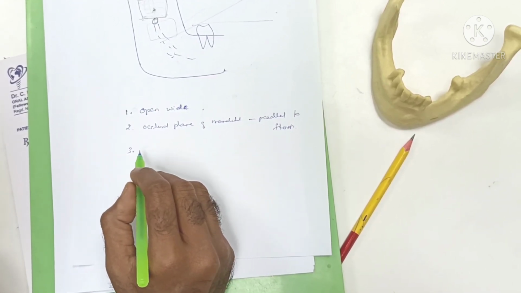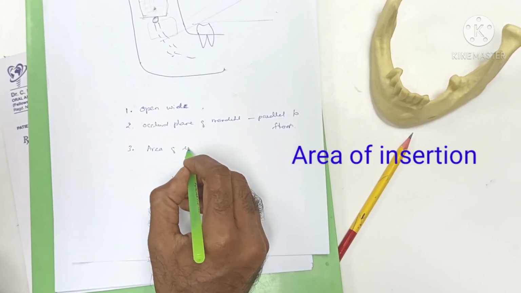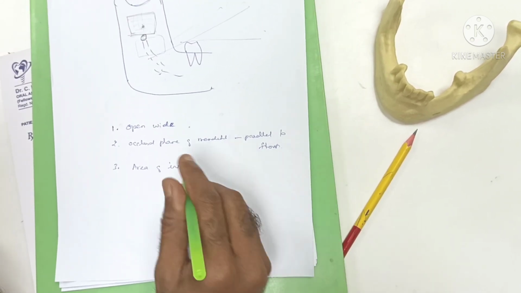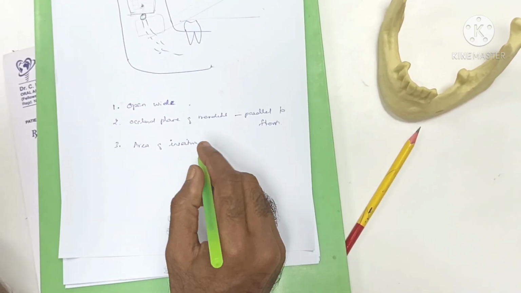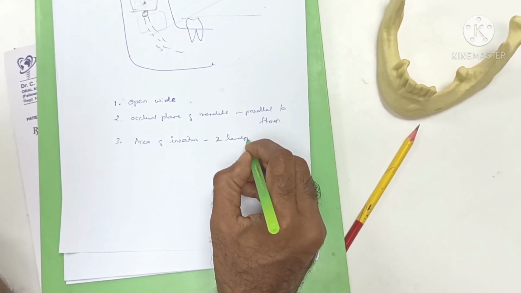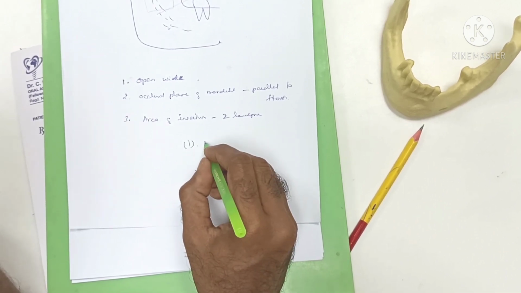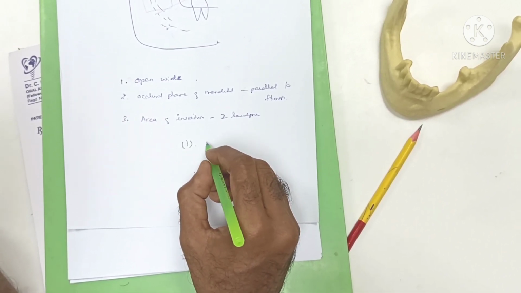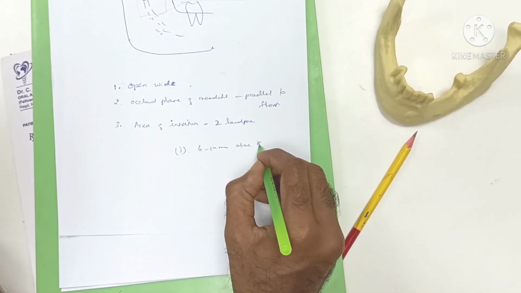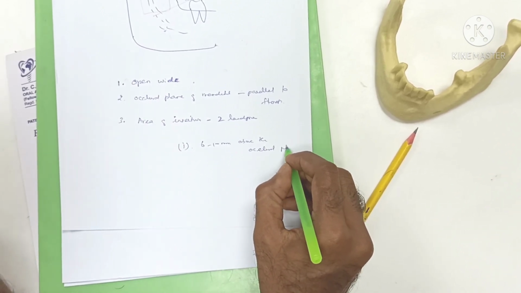So the third point is the area of insertion, where you are going to insert the needle. There are two landmarks or two points. The first one is the occlusal plane. The area of injection should be 6 to 10 mm above the occlusal plane, maybe 8 or 7, whatever it is, above the occlusal plane.